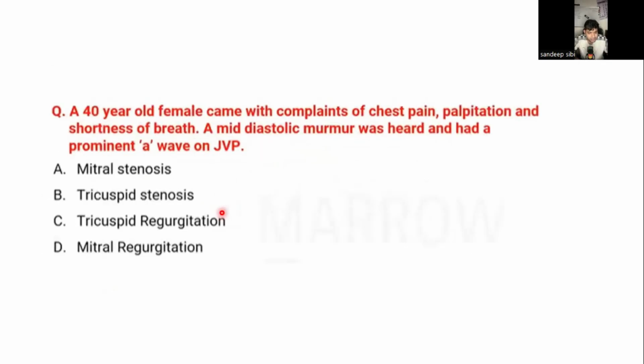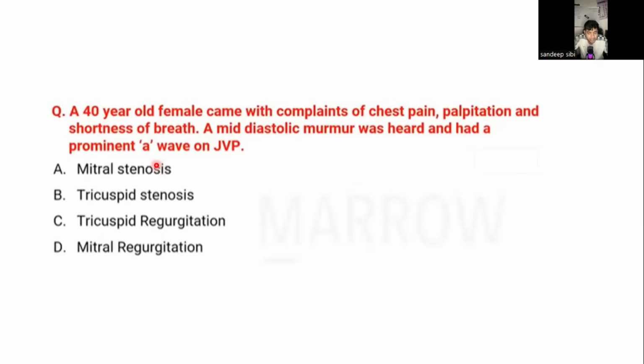Okay. So again, a 40-year-old female came with complaints of chest pain, palpitation, and shortness of breath. So again, as I told, the first step is to look at the last words. So here, the patient is having MDM. So MDM, where will it happen? Most likely, it will happen in mitral stenosis and tricuspid stenosis. But here, there is a prominent A wave on JVP. So prominent A wave on JVP happens in tricuspid stenosis.